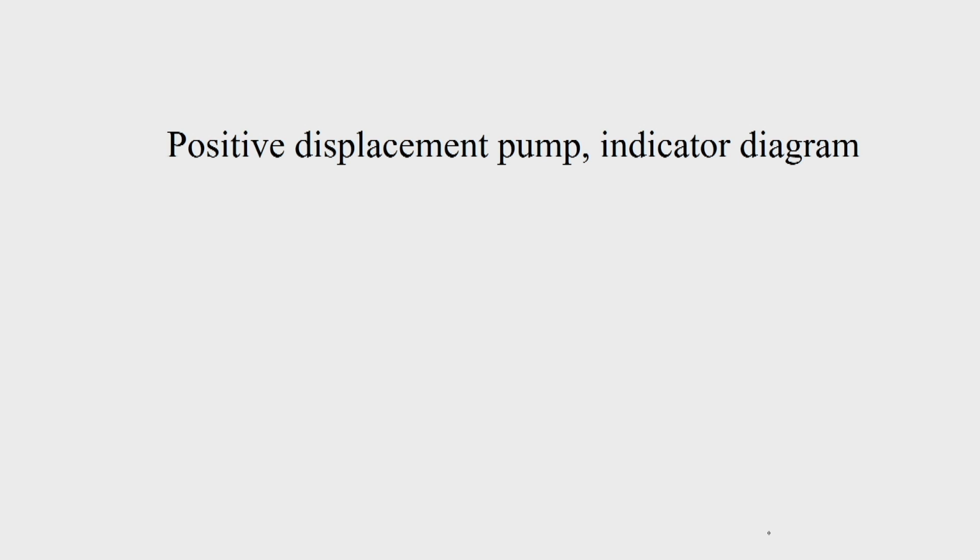Okay, we will continue our discussion on principle of hydraulic machines and system design. Today we will discuss about positive displacement pump and indicator diagram. So, we have discussed at the beginning of this course that one category of pump is positive displacement pump or PD pump, we generally call in short.